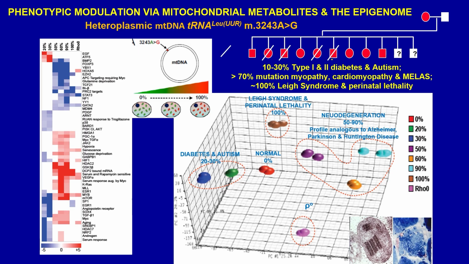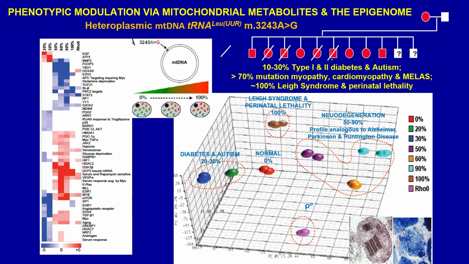One of the things about the MELAS mutation is if you have 10 to 30% mutant, you get type 1, type 2 diabetes or autism. If you have 50 to 90%, you have stroke-like episodes, cardiomyopathy, and muscle disease. If you have 100% mutant, you die as a child with Leigh syndrome. So how could you have such different phenotypes with exactly the same mitochondrial DNA mutation just by a quantitative difference? And it turns out that that quantitative difference regulates the epigenome.